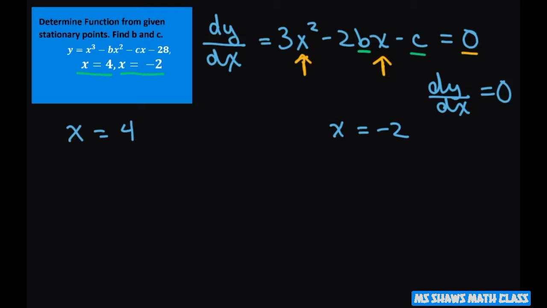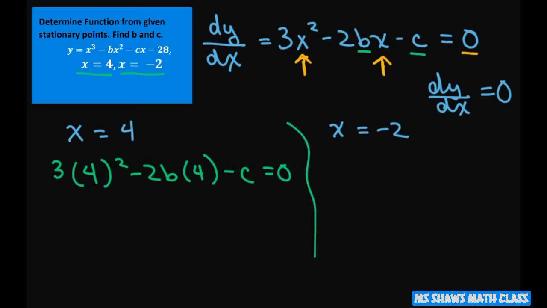So let's just plug that in. And we're going to get 3 times 4 squared minus 2b times 4 minus c equals 0. And then for this one, do the same thing. 3 times -2 squared minus 2b times -2 minus c equals 0.